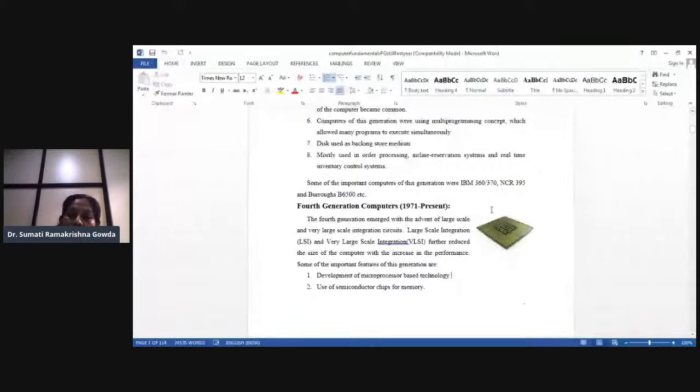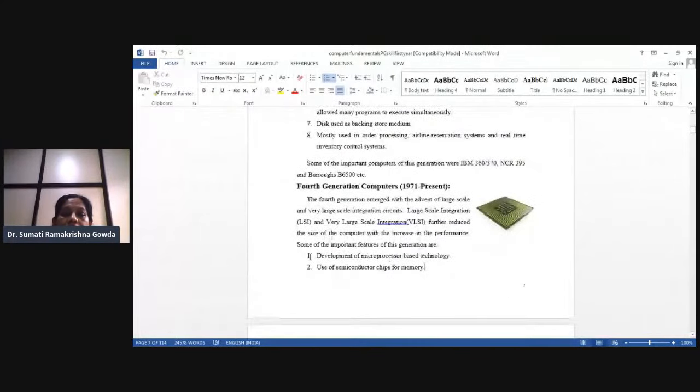See, this is the microprocessor. You can see just one single board which contains it. All the transistors and many IC chips were replaced by this microprocessor. This is large scale and very large scale integration, which reduced the size of the computer, and with the reduced size, the performance increased drastically.